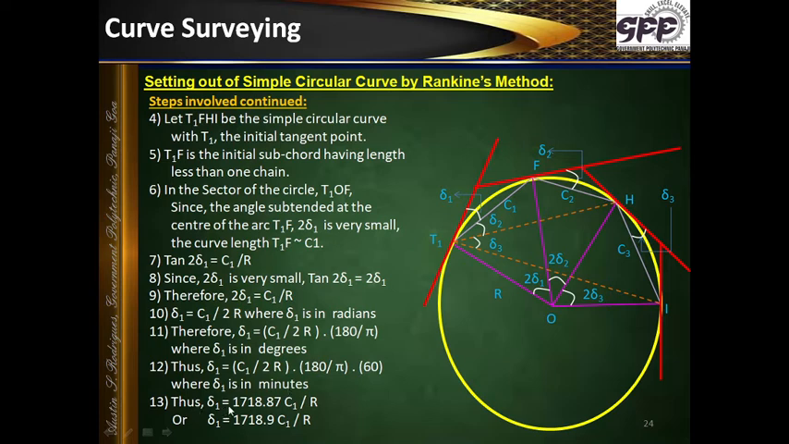Thus delta 1 will be equal to 1718.87 C1 upon R, or delta 1 is equal to 1718.9 C1 upon R, where this delta 1 is in minutes. Now what is this important relationship telling me? This important relationship tells me that if I know the length of the chord C1, and if I know the radius of the circle, so C1 I know and radius I know, I can easily get the angle delta.